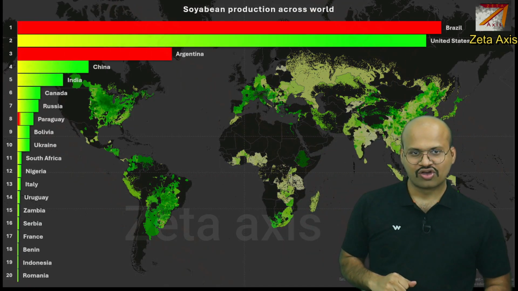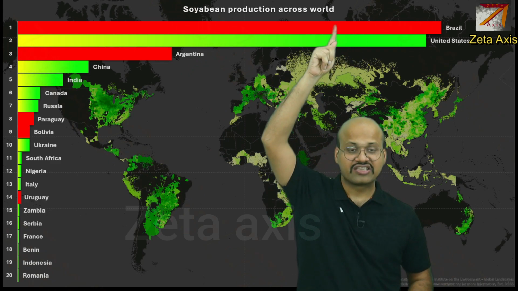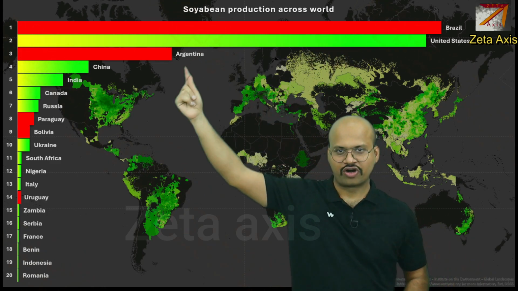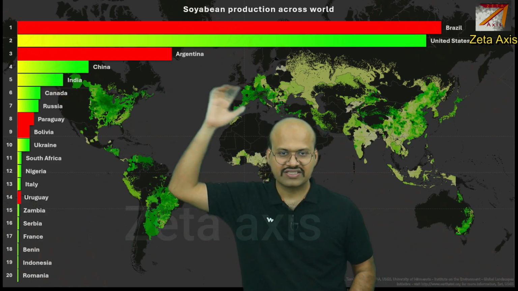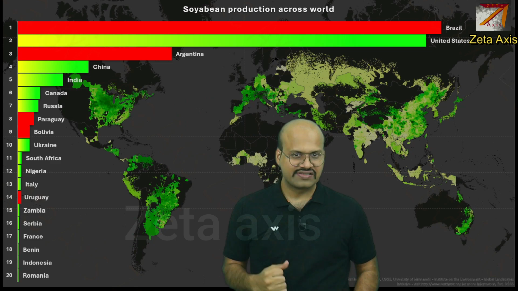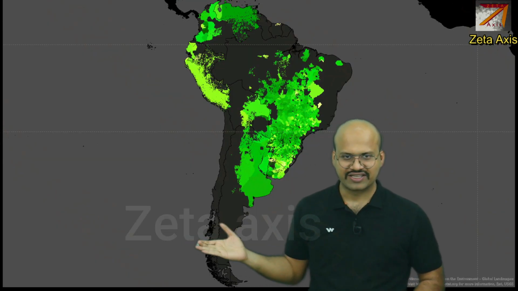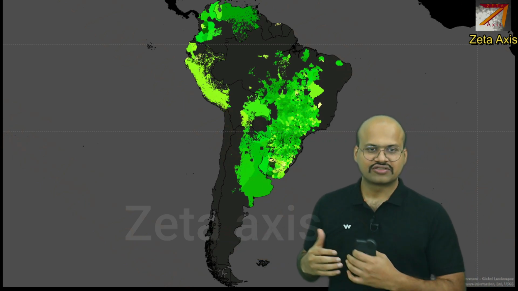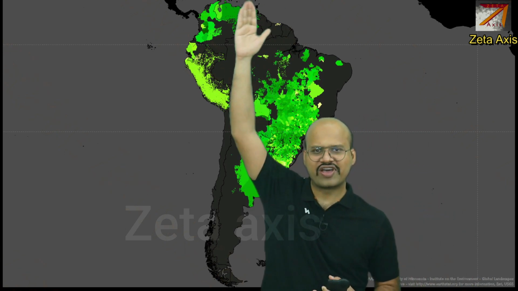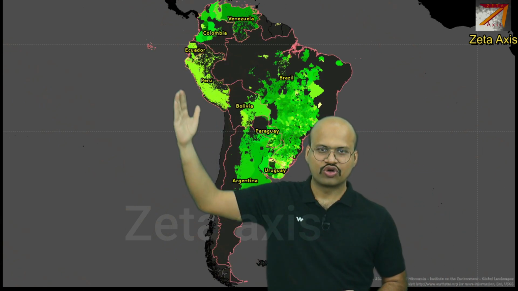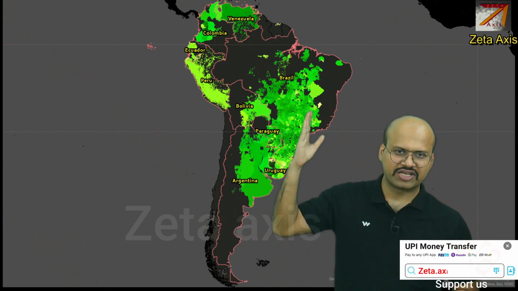Looking at the global standing of South American countries in soybean production, Brazil is the world's leading producer, followed by Argentina at third, then Paraguay, Bolivia, and Uruguay. So we can see that there is a lot of soybean production in South America. Let's see the soybean producing regions in South America. These are the regions, and we have already seen that the South American continent produces lots of soybean.